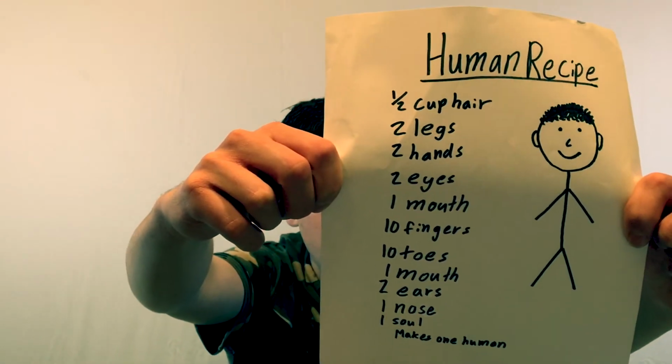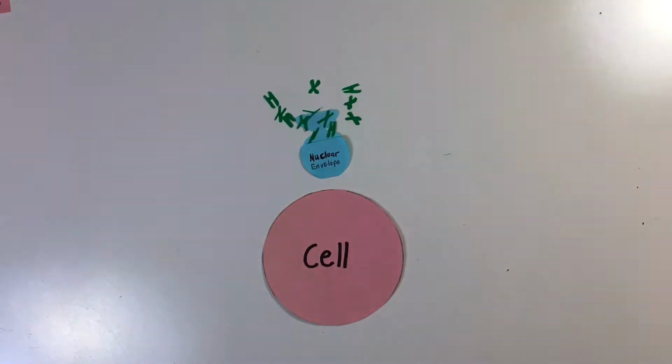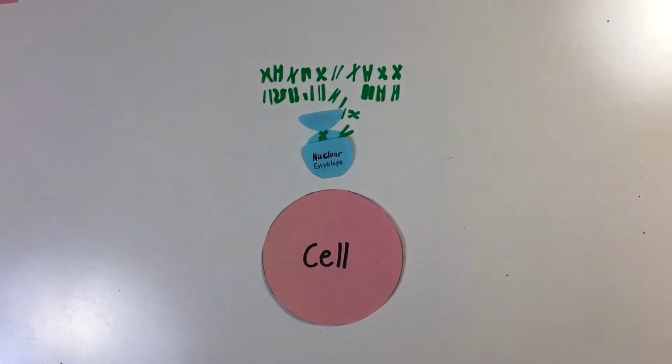So what exactly is DNA? DNA contains the information for your body, so basically it's the blueprint or recipe for your body. The DNA is located inside the cell's nucleus, protected by the nucleus's nuclear envelope. When we open the envelope, we find a complete set of 46 chromosomes.